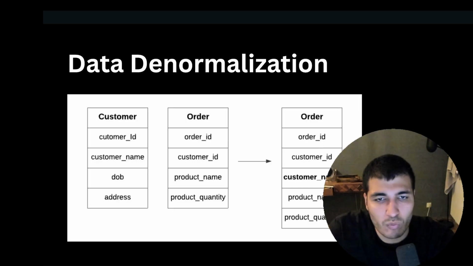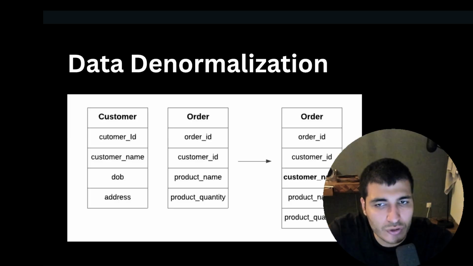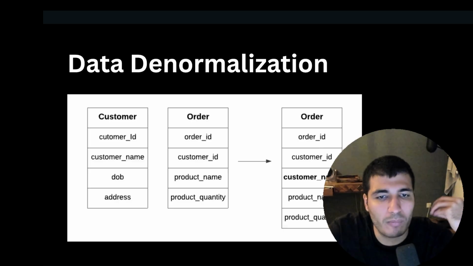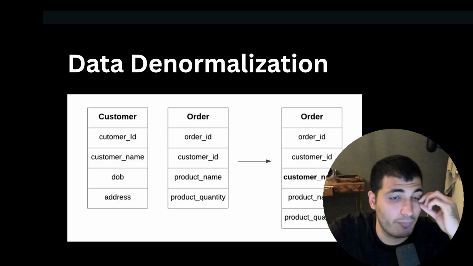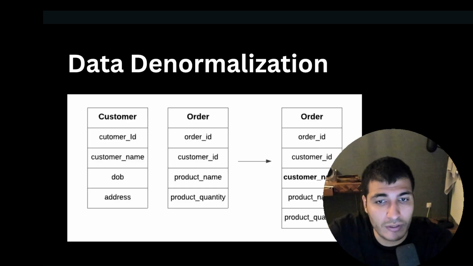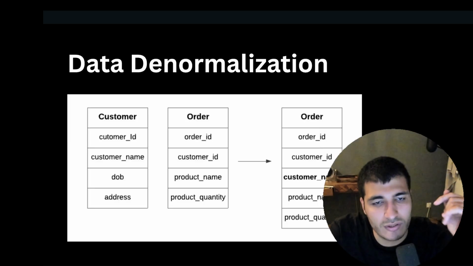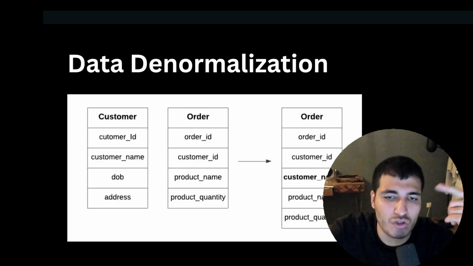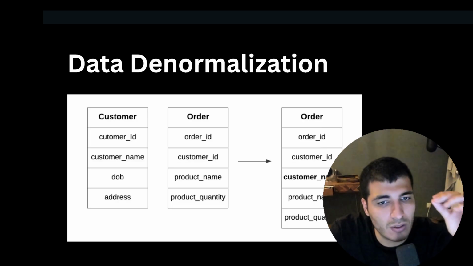How to implement it? One common approach is to add redundant columns to a table that contain data from related tables. For example, in an e-commerce system, instead of always joining the orders table with the customer table to retrieve the customer's name and email, you might add customer name and customer email columns directly to the orders table. This way, you can retrieve all necessary information for an order with a single query.